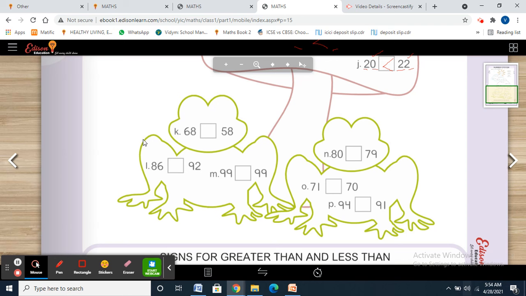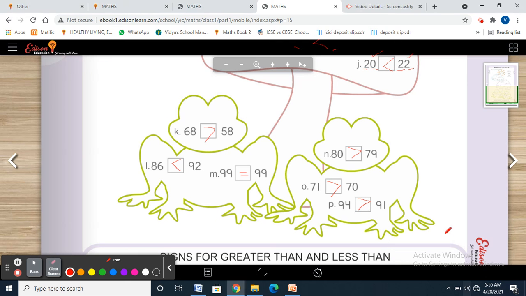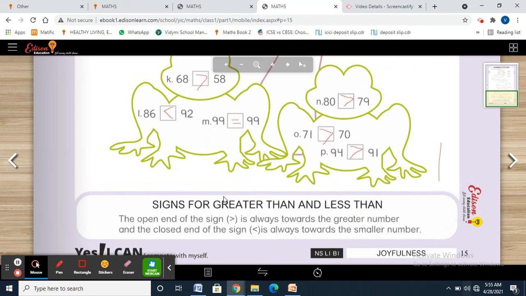So you can see 68 and 58. 68 comes later on and 58 will come first. So 68 is greater than 58. Then 92 or 86? 92. Very good. 99 and 99: equal to sign. 80 and 79: 80. 71 and 70: 71. 94 and 91: 94. So in this particular manner you're going to do less than and greater than.